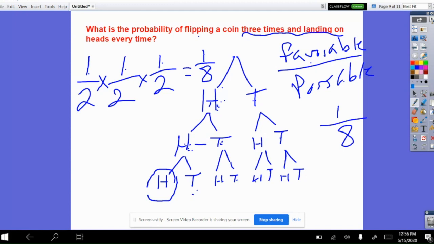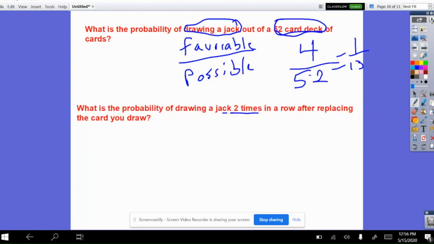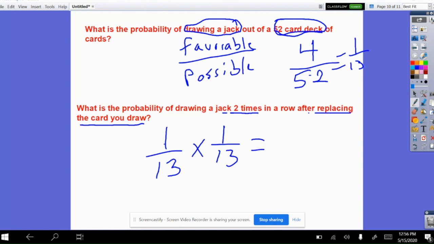So we go back and we say, okay, what's the probability of drawing a jack 2 times in a row after we're putting the jack back in? That's important. We're replacing the card. So, well, the first time we said it was 1/13. We put the jack back in the deck and do it again. Well, the second time it's 1/13 as well. So that means the probability of drawing a jack 2 times in a row is 1 over what? You might know your square roots.